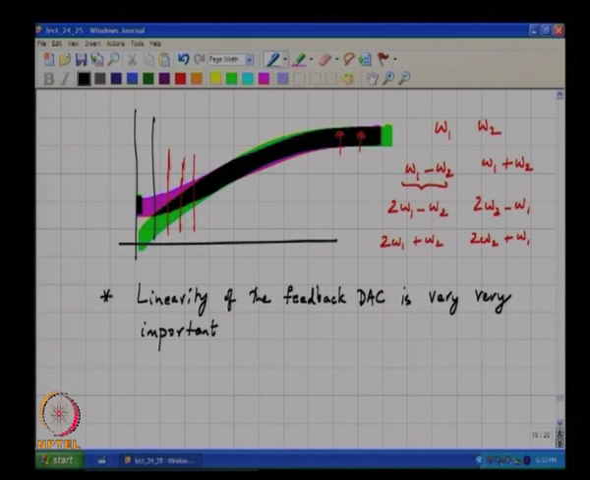Because the errors in the DAC output directly appear as if they are being added to the input and therefore appear directly at the output of the modulator, whereas errors in the flash, I mean in the A to D converter thresholds, are not really a problem because they get noise shaped. Is this clear? Okay.